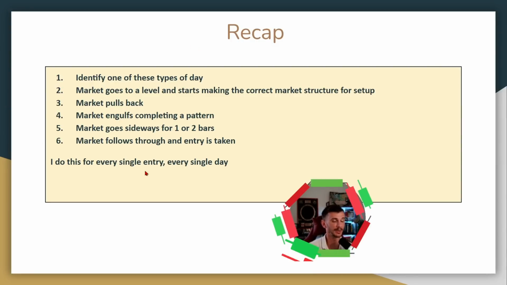I do this for every single entry, every single day, every single trade that I take. I do this exact same thing. I look for these exact same patterns. I look for something that happened yesterday to tell me what to do today, and then I just wait for my entry criteria to play out.